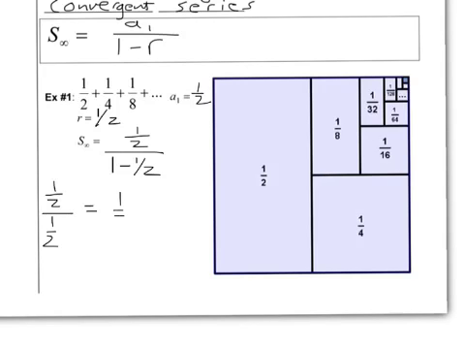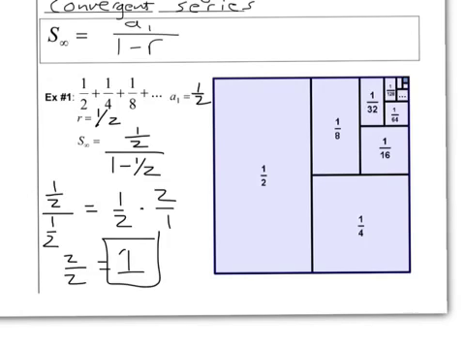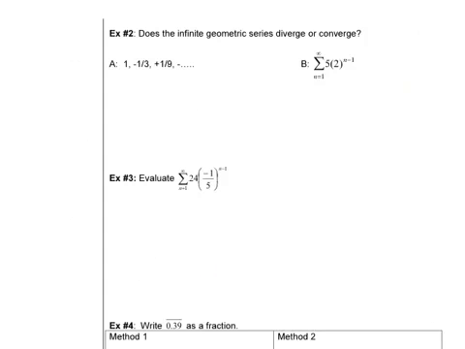Well, it's the same thing as 1/2 times its reciprocal, 2 over 1. And you can see right away what's going to happen. 1 times 2 is 2, and 2 over 2 is 1. And so the sum is 1. Just like we had predicted from the visual, it would be 1 whole block. Okay, let's go on to the next page.